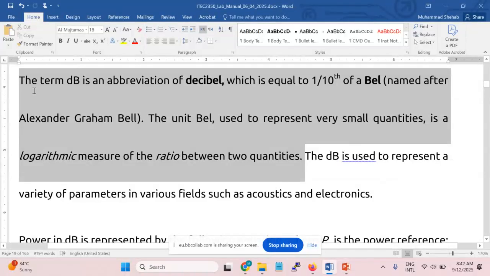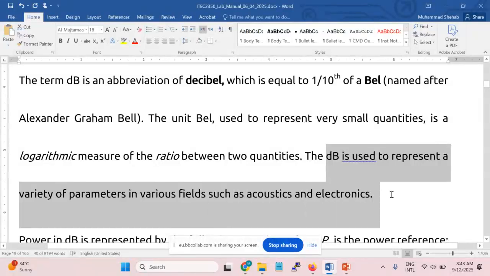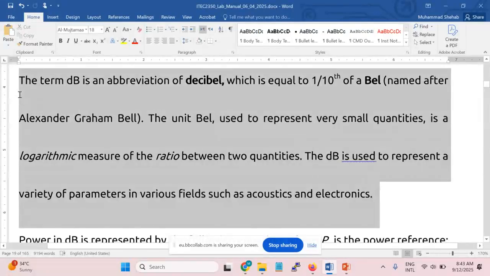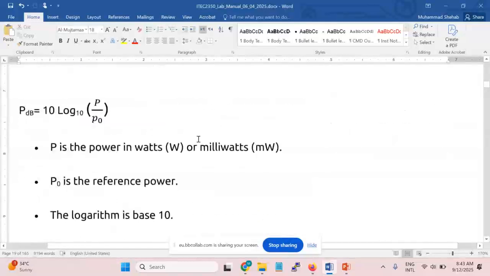This is the theoretical background. So the dB, which is the decibel, is used to represent a variety of parameters in various fields, such as acoustics and electronics. Here, in this lab, we will use the dB for measuring the signal power to check the difference between power 2 and power 1, as we will see in the example in this lab.